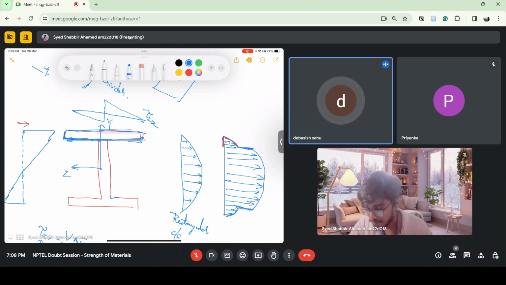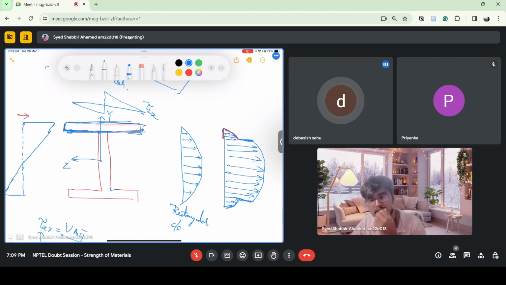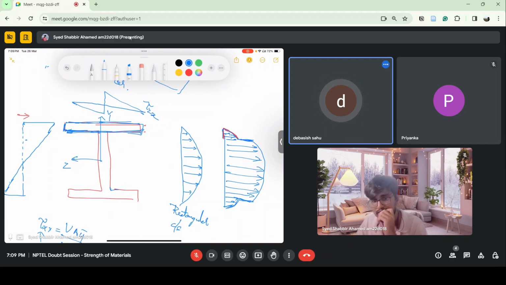Sir, I have a question: why is this tau xz not looking like the triangle structure, because both the sense is also the same, no, sir? Here it is maximum on one side, on the negative side maximum, and on the other side positive maximum, and in the center it is different. So what is the logic behind it? Why is the negative maximum not forming here?